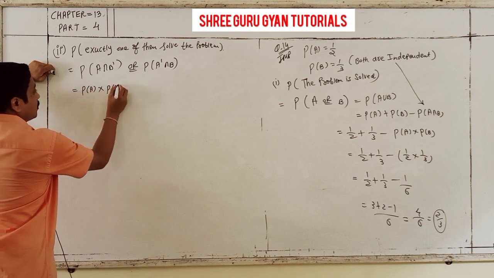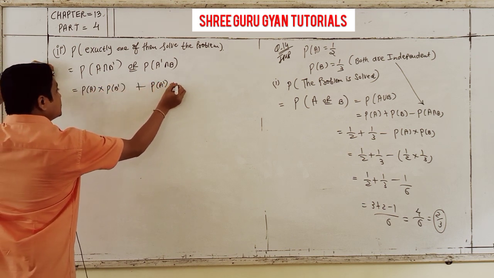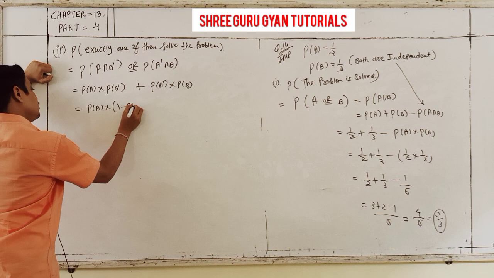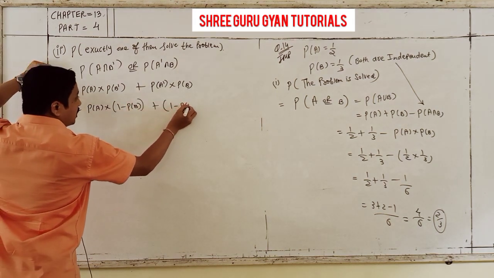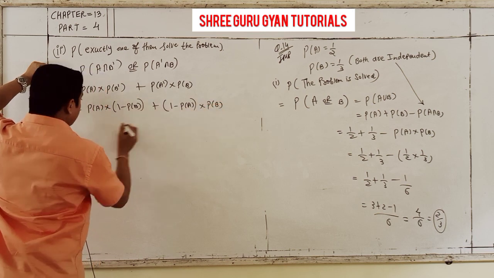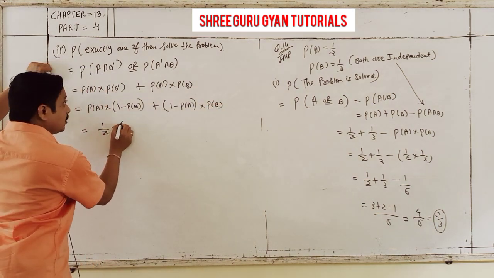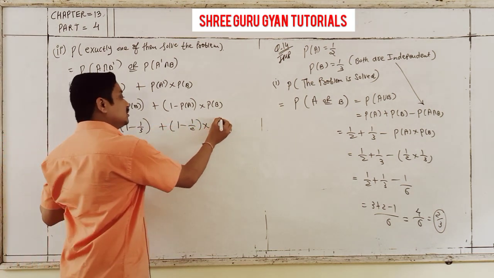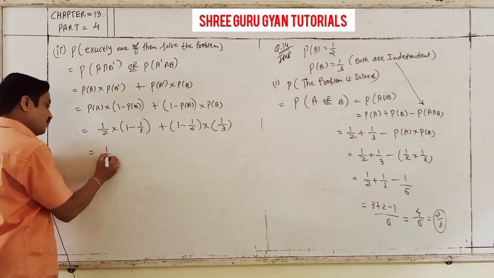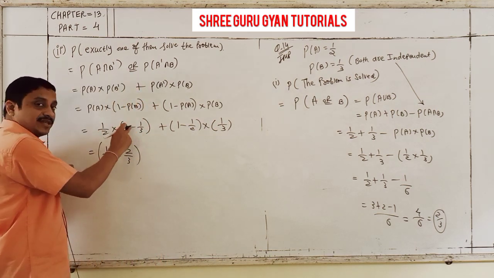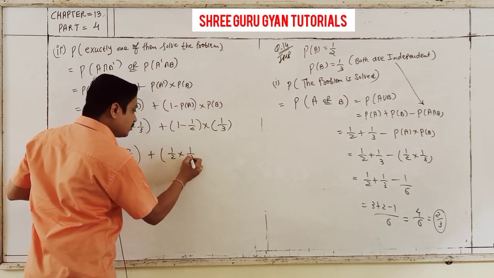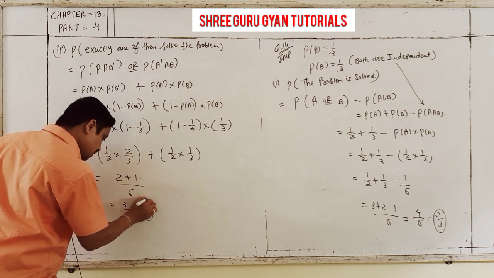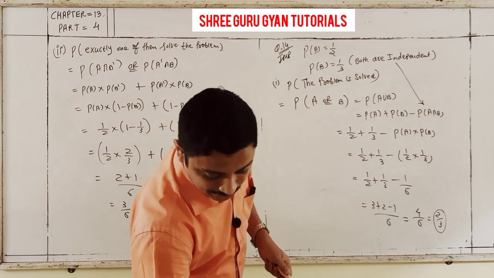P of A into P of B dash, plus P of A dash into P of B. P of A as it is, here 1 minus P of B, same 1 minus P of A, and put in the values. P of A I have half, P of B 1/3. So my answer is 1/2 times 2/3, plus 2/3 times 1/3. Same here, half, 1/3. So 2 plus 1, 3; 2 threes are 6, 3/6, and 3/6. The answer should be only 1.